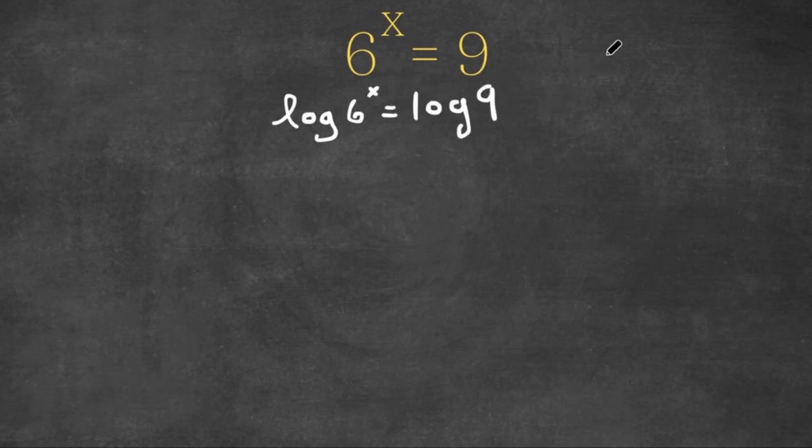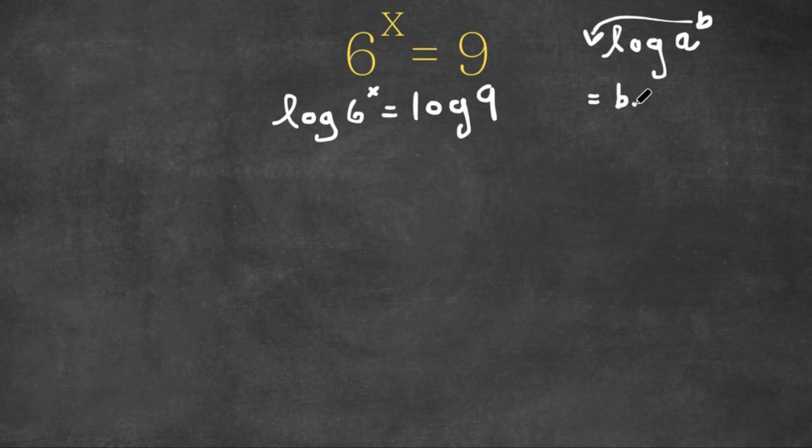Now, if we have a logarithm in the form log a to the power of b, an important property of logarithms, also known as the power property, states that we can actually move this exponent to the front of the logarithm. So this would be equal to b times log a.